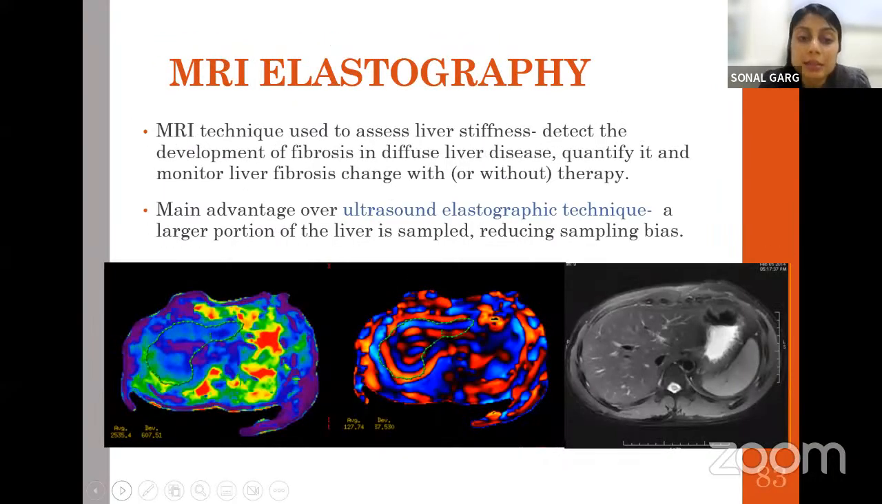And the last, elastography, which is one of the latest developments to assess fibrosis in patients by assessing the liver stiffness. So we can detect very early the development of fibrosis and diffuse liver disease, quantify it, and monitor it if you are giving therapy. And the main advantage of MRI elastography over ultrasound elastography is that you can sample a large portion of the liver, which reduces the sampling bias. So when you can intervene in diffuse liver disease, you can monitor it, and you know when the child goes into cirrhosis or not.